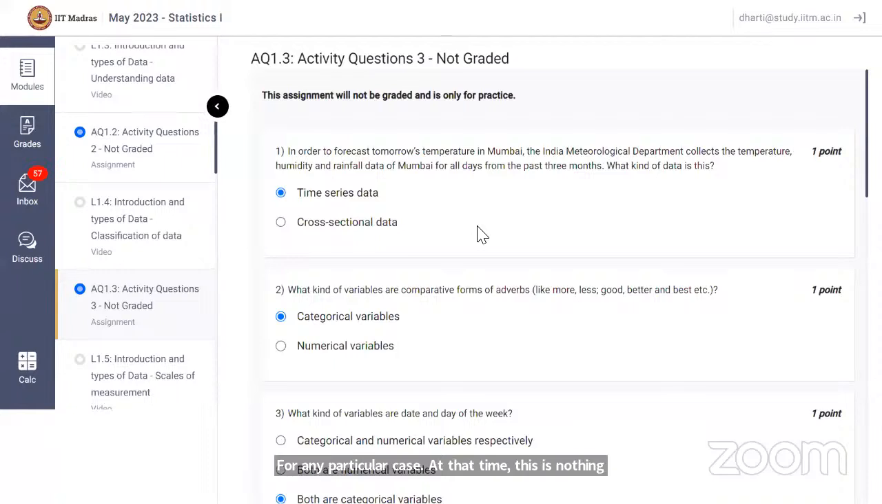Then, what is cross-sectional data? Cross-sectional data is what we measure at a particular time for different cases. Then it is cross-sectional data.